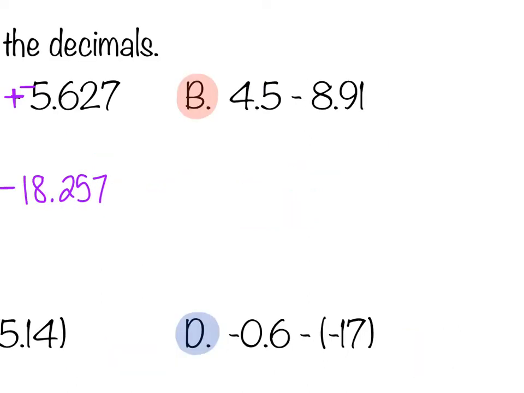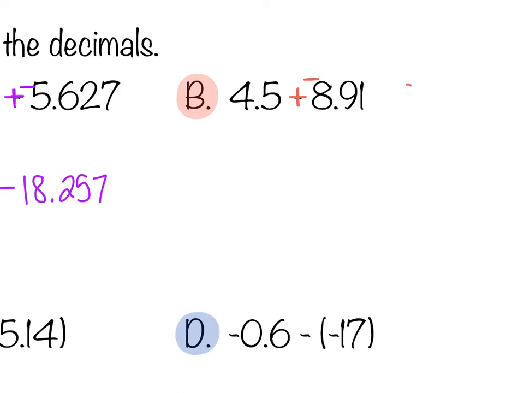In example B, 4.5 minus 8.91, you're probably thinking, well, there's no negatives, but we are taking away a number, 8.91, that is bigger than 4.5, so we have a problem here. So it is going to be helpful to go ahead and rewrite this as an addition problem by changing that to a plus, but then also taking the opposite of the second number. So now we have different signs. We know we have to subtract.